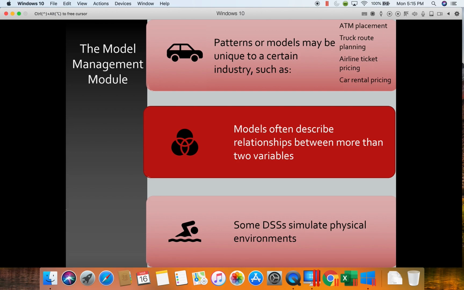The model management module could have patterns that are unique to the industry. So you'd want to be careful to make sure you are using the correct pattern or model based on the industry you are working with. But these models are going to try to describe the relationship between more than one variable. And sometimes we have to simulate physical environments within this to determine the outcome. So we may need to simulate, for example, if our product is normally used in water, then we would need to simulate what would happen to it if it was underwater for large periods of time, or things like that.